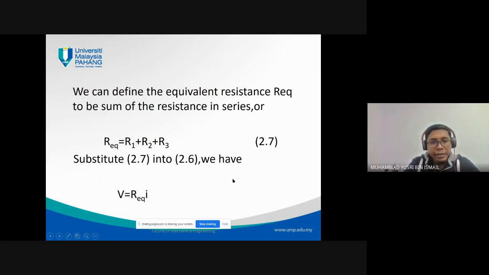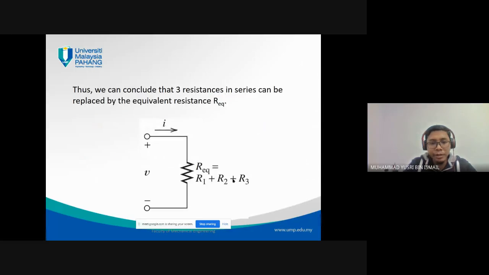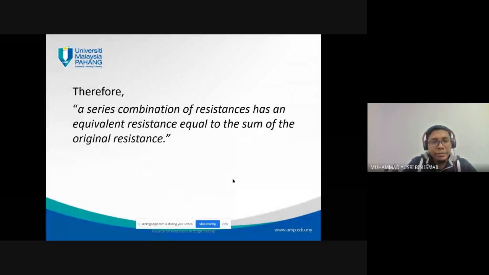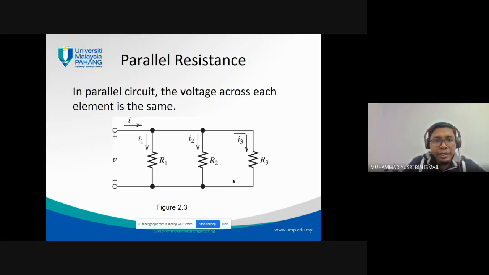This is what I already explained to all of you. Therefore, a series combination of resistances has an equivalent resistance equal to the sum of the original resistances. So R equivalent equals R1 plus R2 plus R3 plus Rn. And then we have parallel resistance. For parallel resistance, there is a voltage supply, and then the current will flow through resistance 1, resistance 2, and resistance 3.